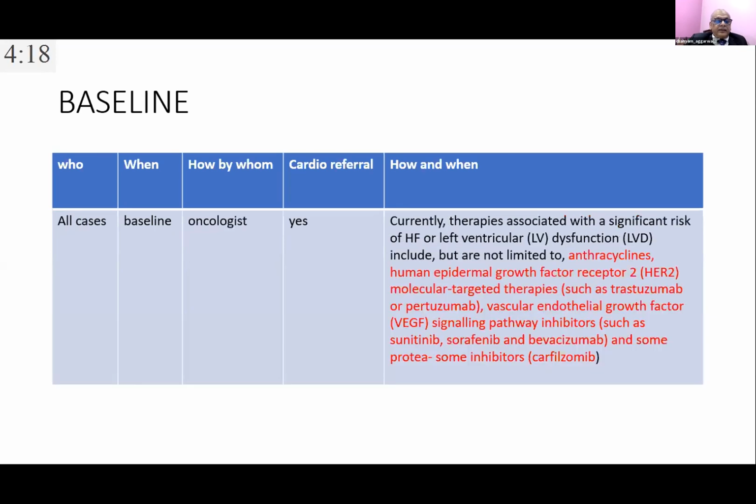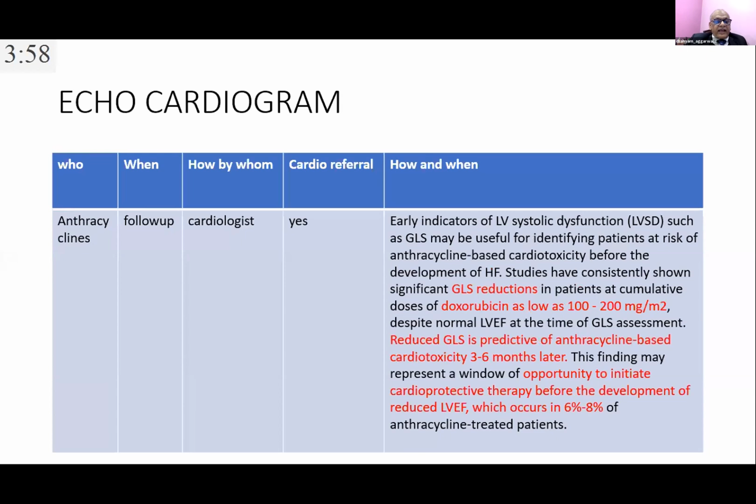Next, please. So now in all cases at baseline, patients who have liver dysfunction or patients who are going to go through anthracyclines or through HER2 neu therapies or through VEGF inhibitors, I think it is better to have a cardio referral to begin with, as I just said. Next, please. So echocardiogram for patients who are going to undergo therapy with anthracyclines is very, very important, and that is done by the cardiologist.